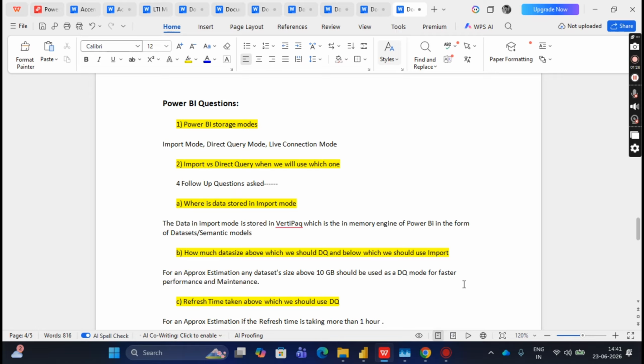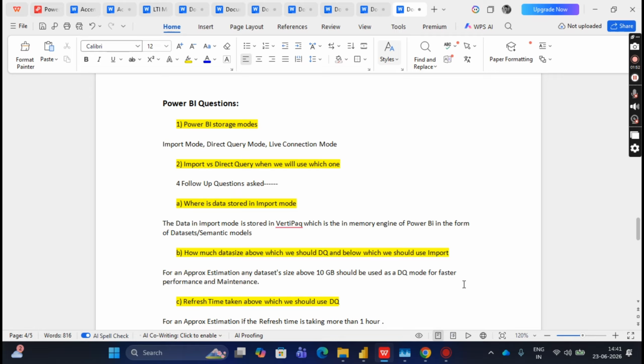Okay, so these are some of the points that are very important in choosing between import mode or direct query mode. Four follow-up questions were asked after that. Where is the data stored in import mode? You should say that the data in import mode is stored in VertiPaq, which is the in-memory engine of Power BI, and the data is stored in the form of datasets and semantic models.